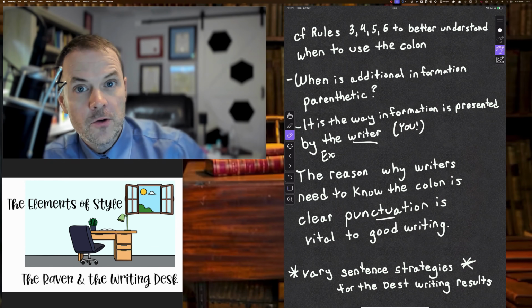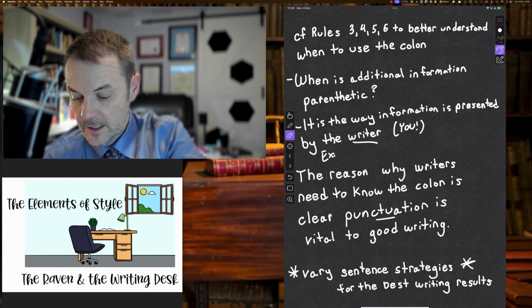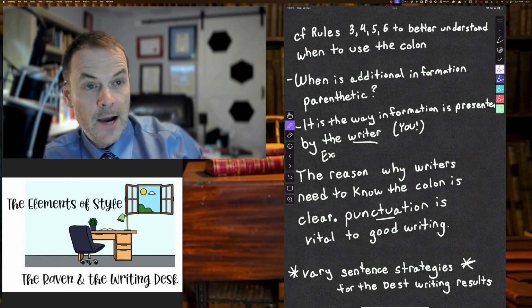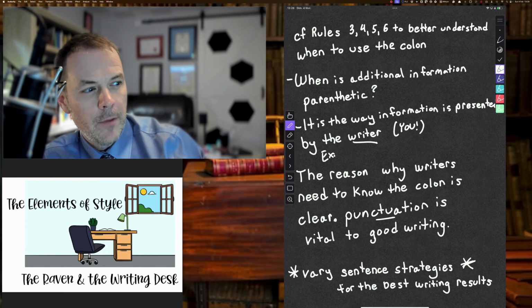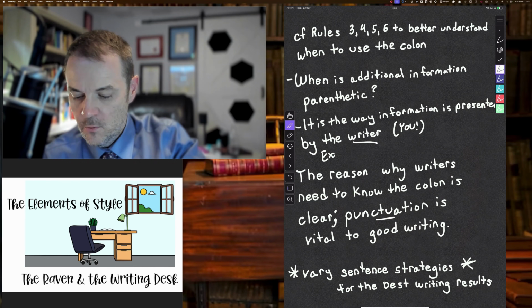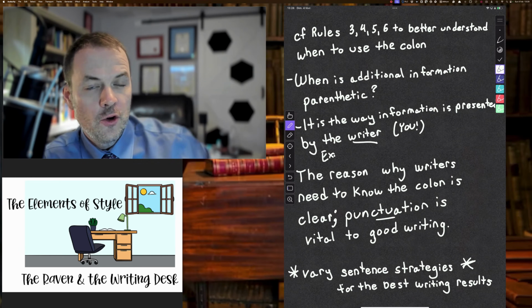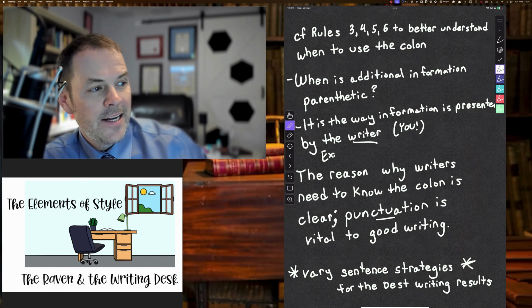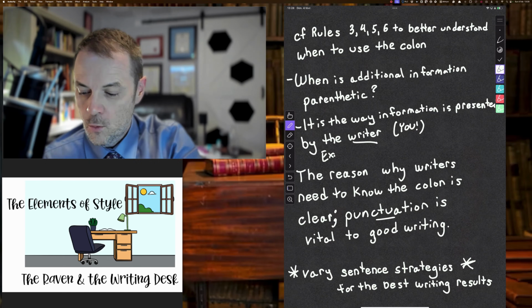Punctuation is vital to good writing. We could put in a period and have two sentences. That would work, but the reason why writers need to know the colon is clear. Punctuation is vital to good writing. Because those two thoughts really need one another to form meaning, the semicolon would be arguably better than the period. Join them more into one sentence. But again, that semicolon still has enough separation power that it's dividing these ideas when they should be working together.